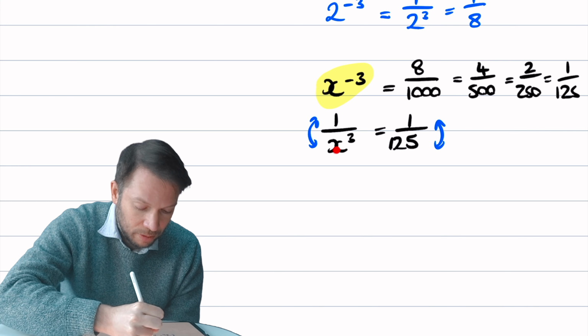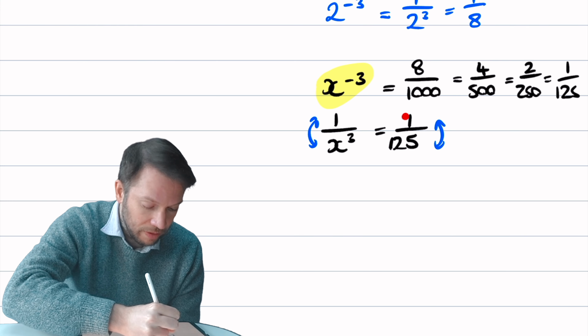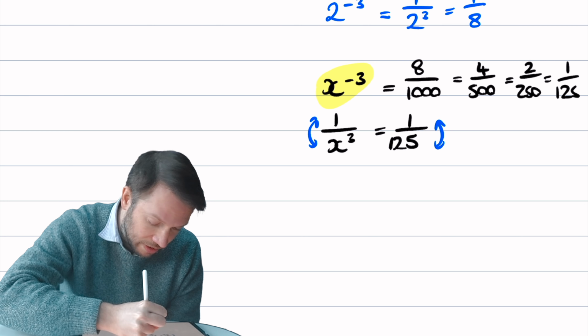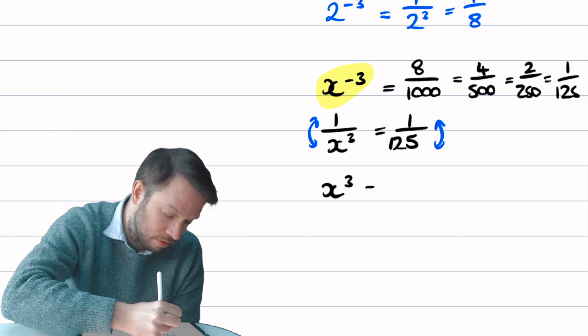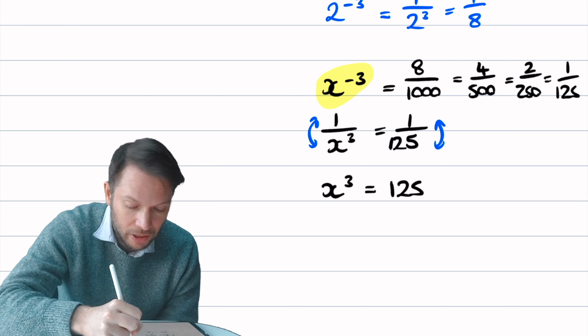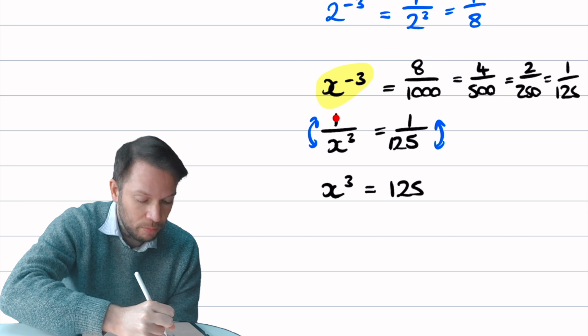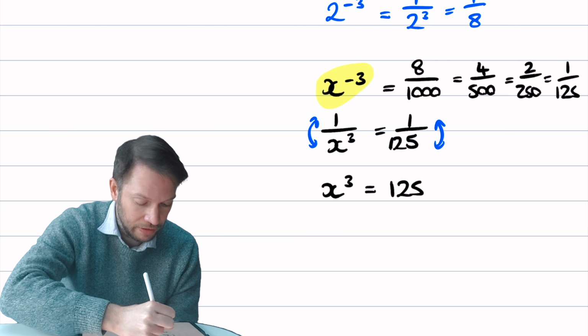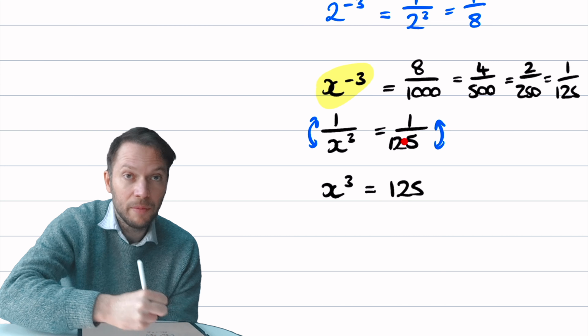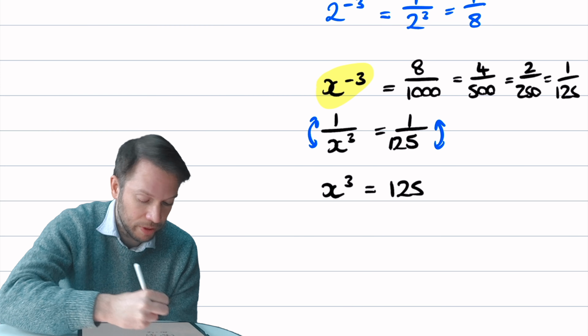we're going to get x cubed over 1 instead, and we're going to get 125 over 1. So we're just going to end up basically with x cubed is equal to 125. Another way of thinking about it is like, look, the numerators match, the ones match, so therefore these denominators must match. The x cubed must be equal to 125, which is what we got here.